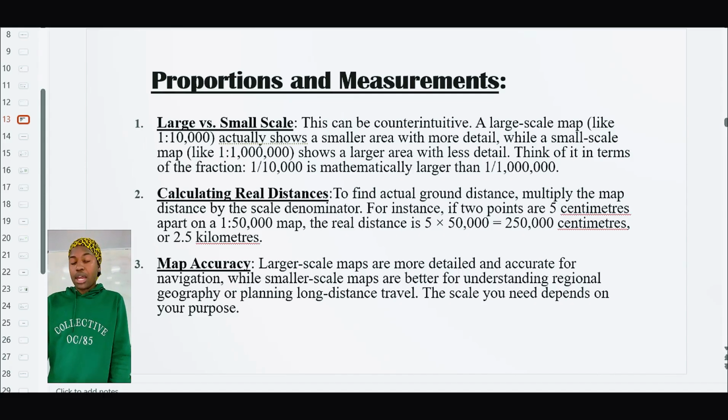Map accuracy. Larger scale maps are more detailed and accurate for navigation, while smaller scale maps are better for understanding regional geography or planning long distance travel. The scale you need depends on your purpose.